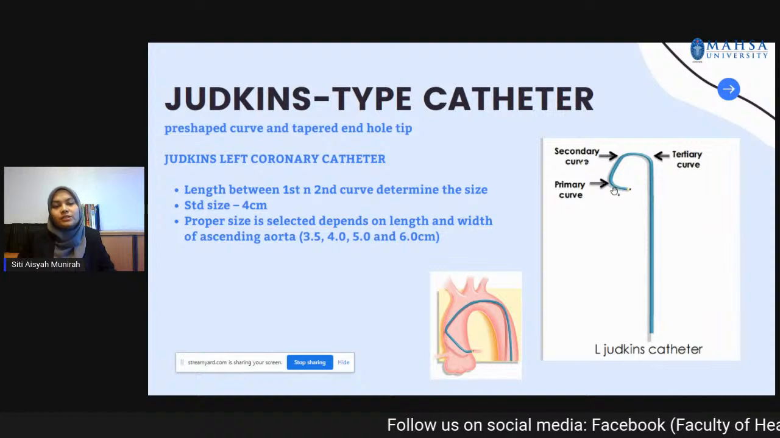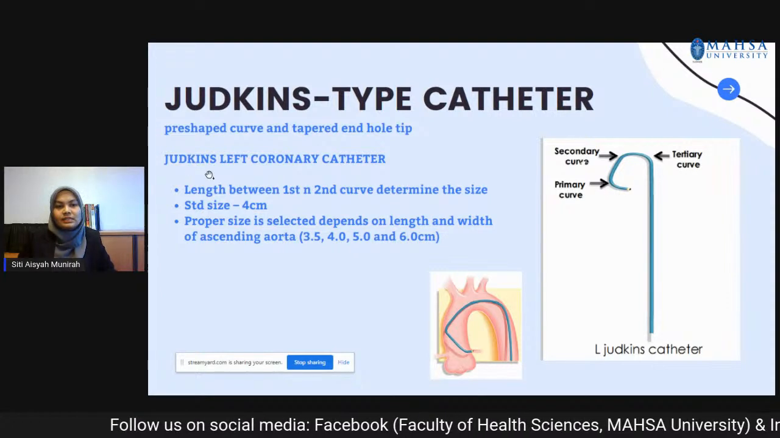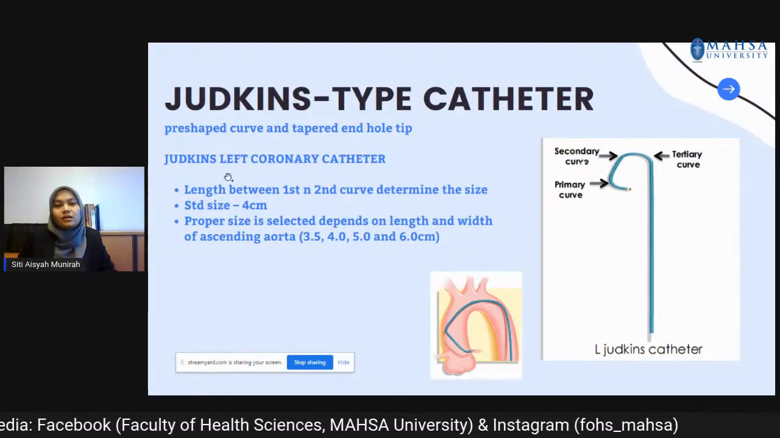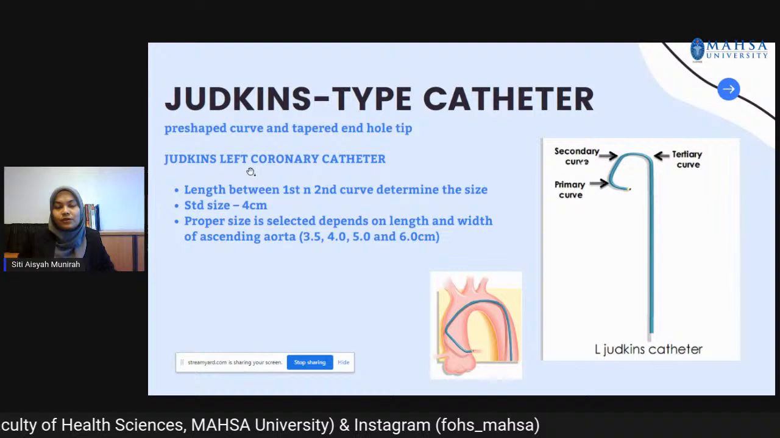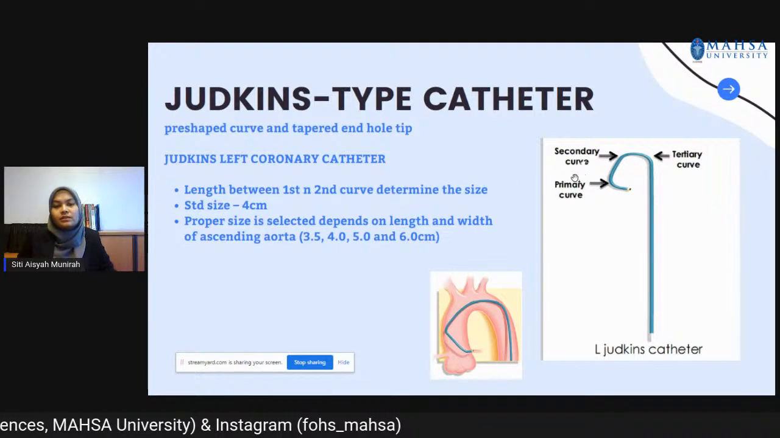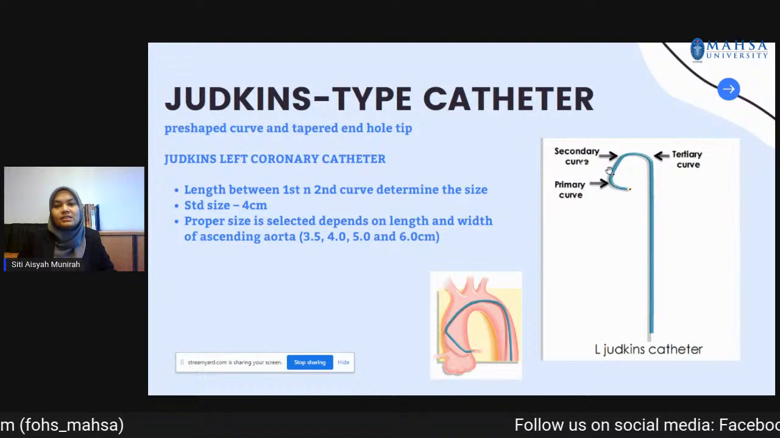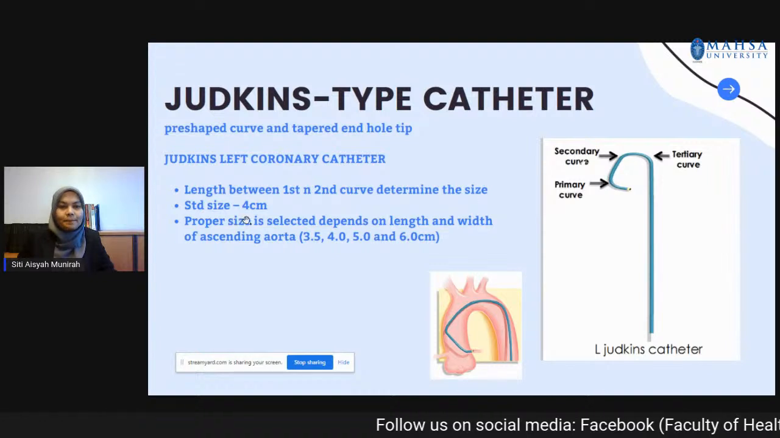So there are two types of the Judkins catheter that will be used. First, we're going to use the Judkins left coronary catheter. The length of the Judkins left coronary catheter depends on the primary curve and also the secondary curve. But usually the standard size that will be used is 4 cm.